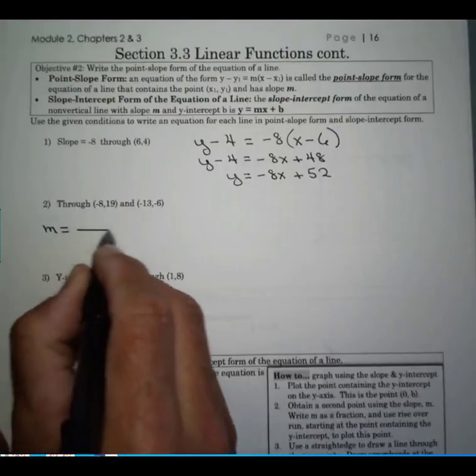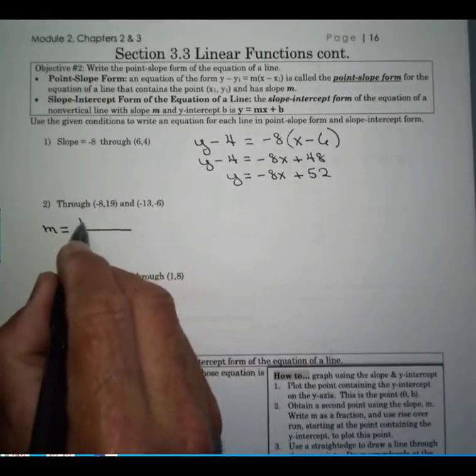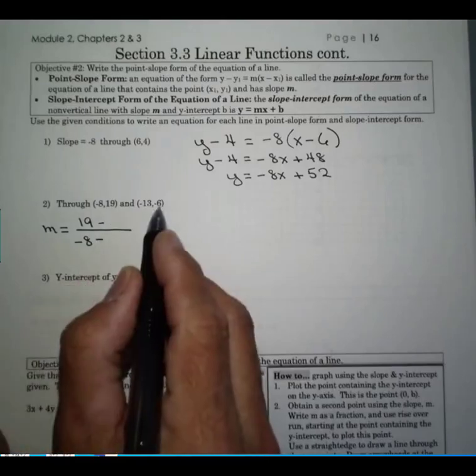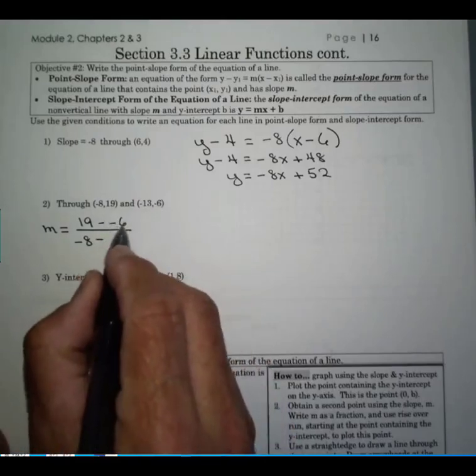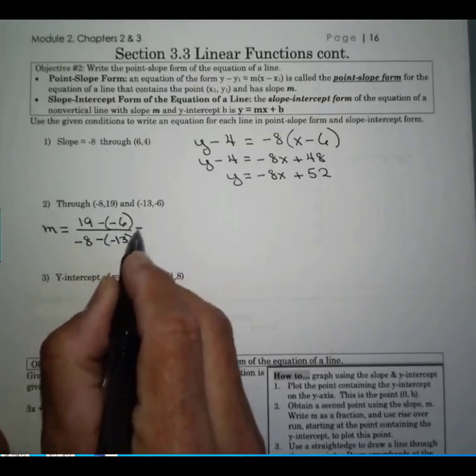We're going to write the 1 point. It doesn't matter where we start. So let's start with y of 19, x of -8. I'm going to subtract the other one, which has a y of -6 and an x of -13. Now let's see what our slope is.